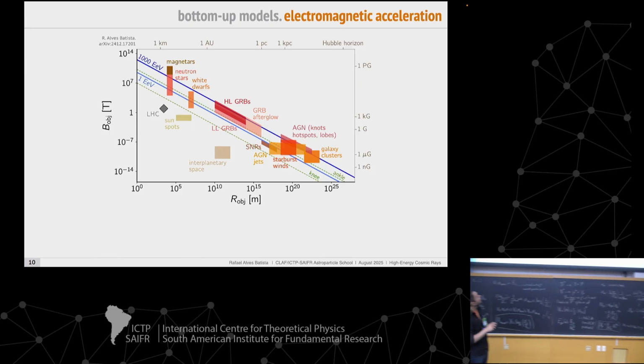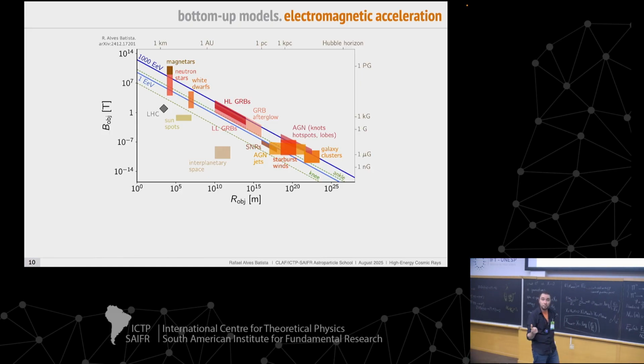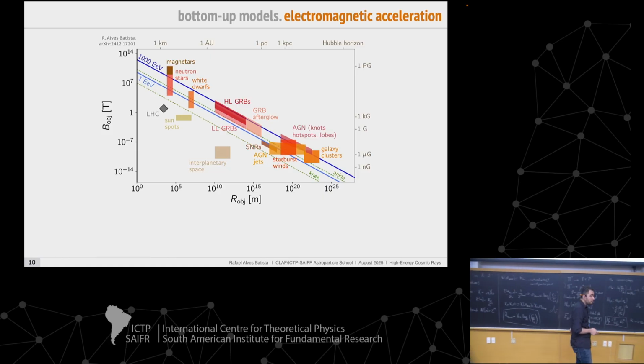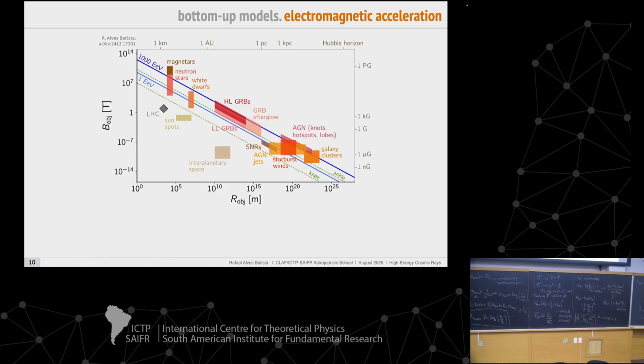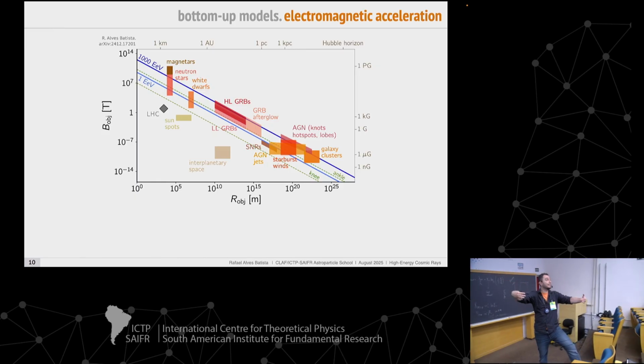This plot that you are seeing is a version of the so-called Hillas plot. Many of you might have seen this before. In the vertical axis, we have the magnetic field of a given astrophysical object. In the horizontal axis, we have the size of this astrophysical object. And here we have several types of objects that could accelerate cosmic rays or any type of charged particle. So electromagnetic acceleration accelerates particles that are charged, right? So these are the objects, and therefore you need this magnetic field.